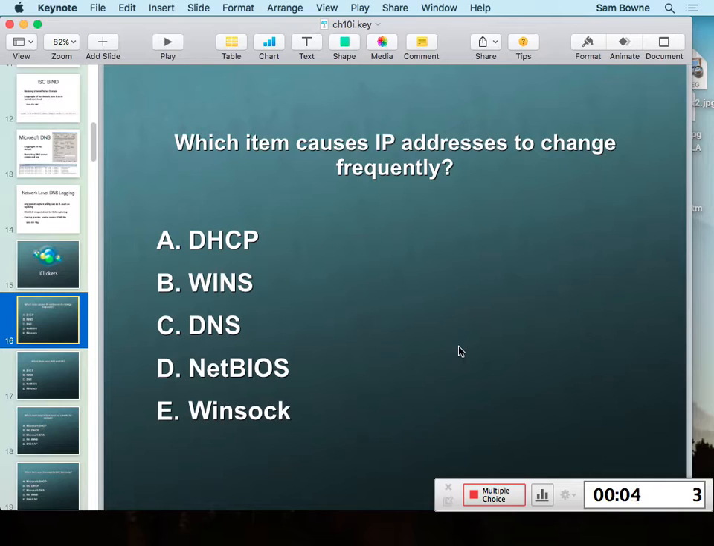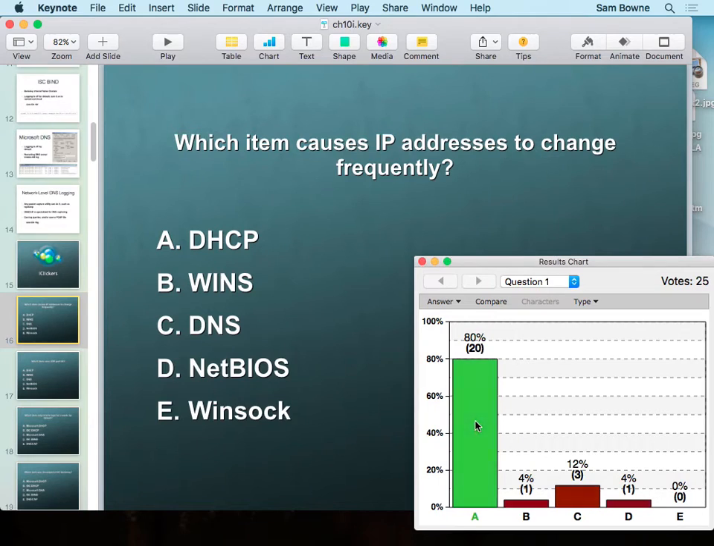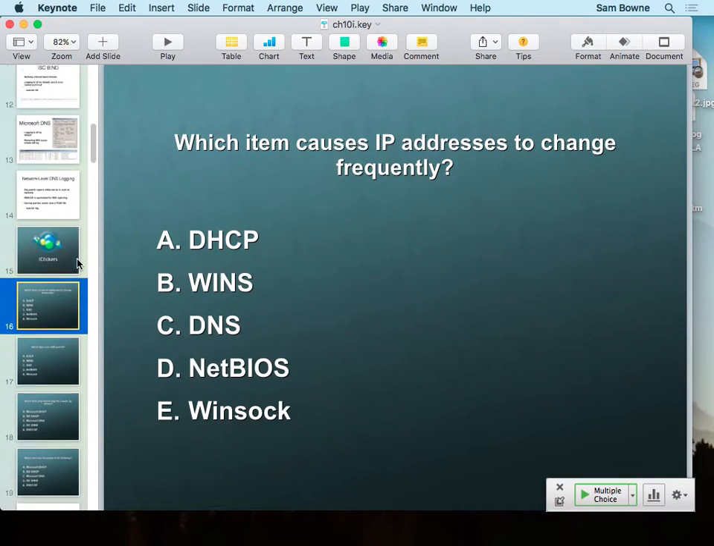So, which one of these makes your IP addresses change frequently? I'll quit at 30. Looks like 25 would have been enough. All right, that's of course DHCP. It hands out addresses, and they change frequently.